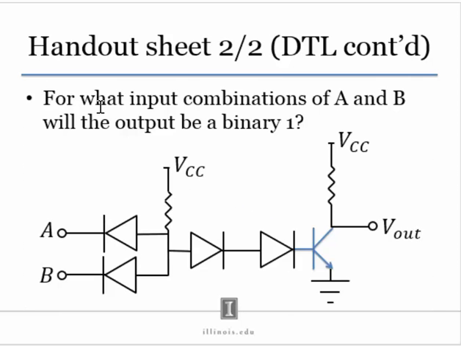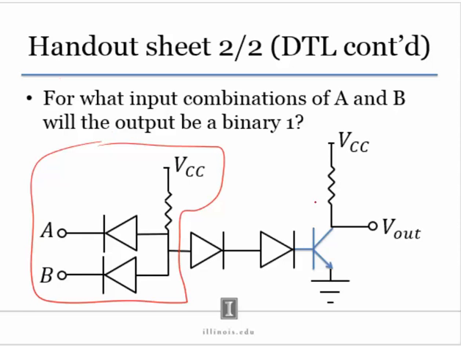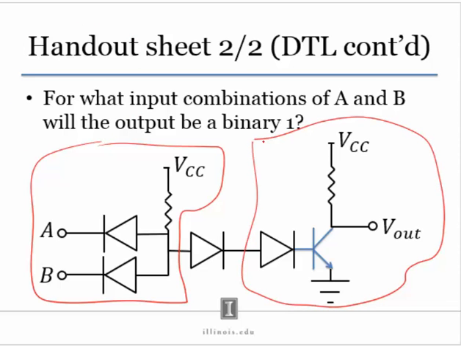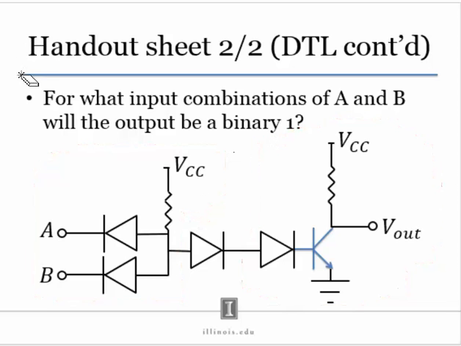Okay, so recap. We had something that looks like an AND gate here, and something that looks like an inverter here, and we still really have not addressed as to why exactly we need that diode in the middle.